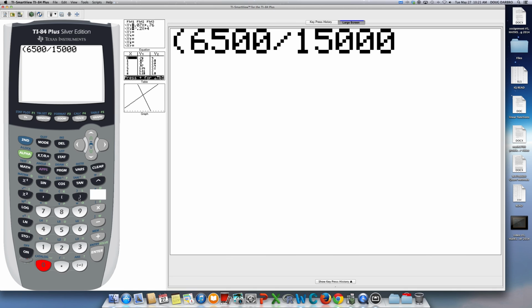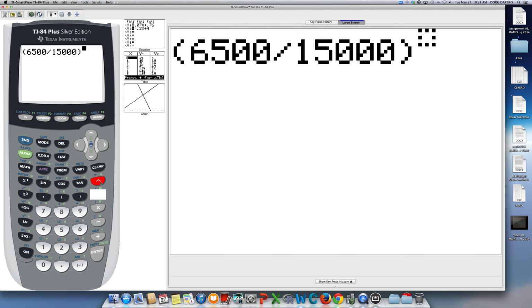All right, right parentheses. Now I've got to raise to a power, and to do that, I use this key right here, the one that just turned red. And I want to raise that to the 1/3 power, so I want to put the 1 divided by 3 in parentheses. And then close it up.